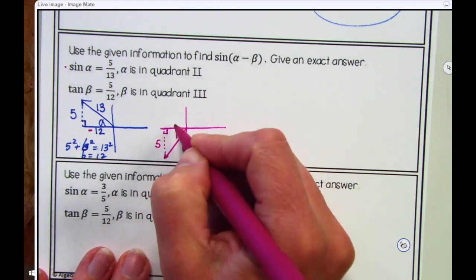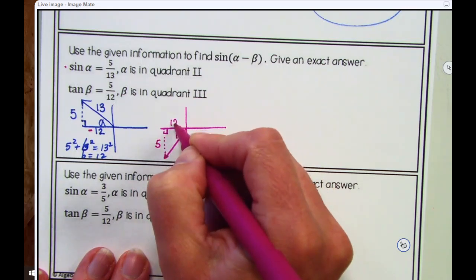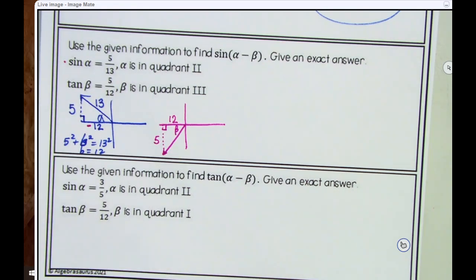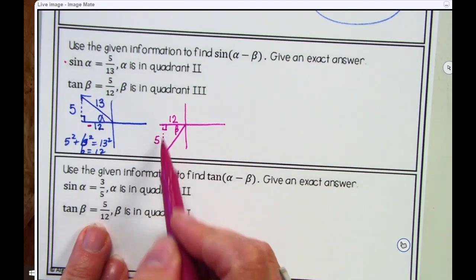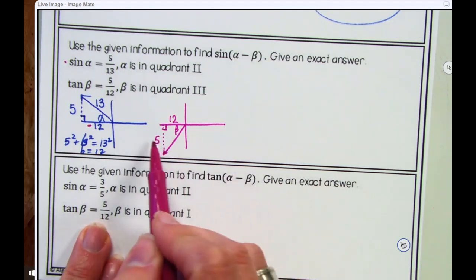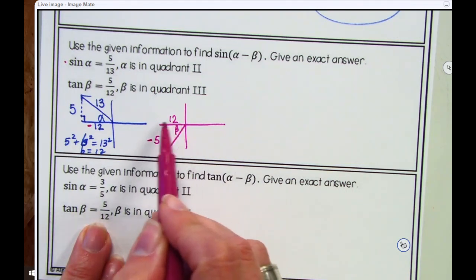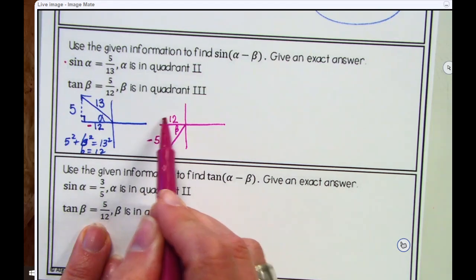5, 12. Tell me about the signs on those. 5, are we going in the negative direction? Yeah. Yep. 12, are we going in that negative direction? Yeah.